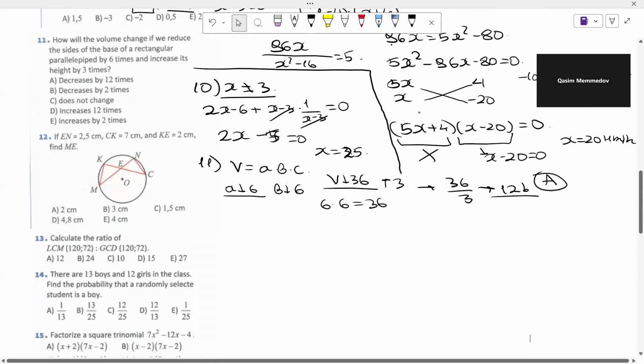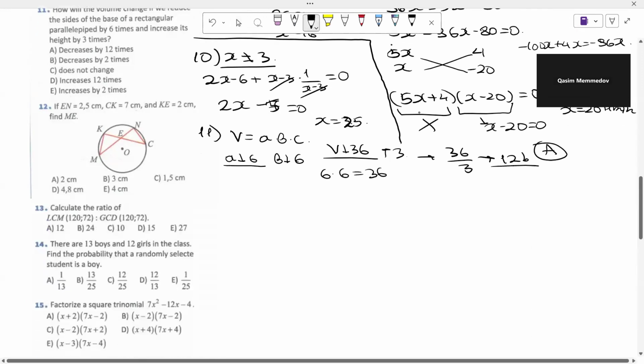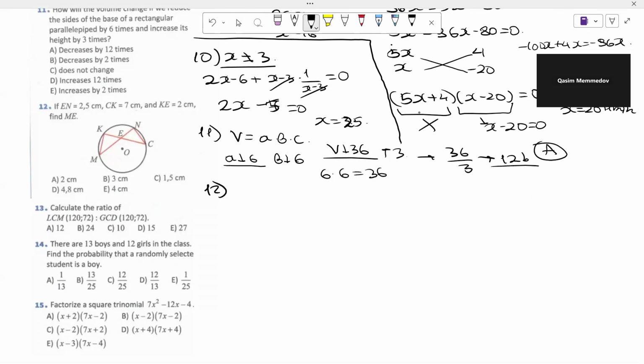Let's continue with 12. It says EN is 2.5, CK is 7, KA is 2, and we must find ME. Firstly, KE equals 2 and KC equals 7. That's why EC equals 7 minus 2 equals 5. We have one rule there.